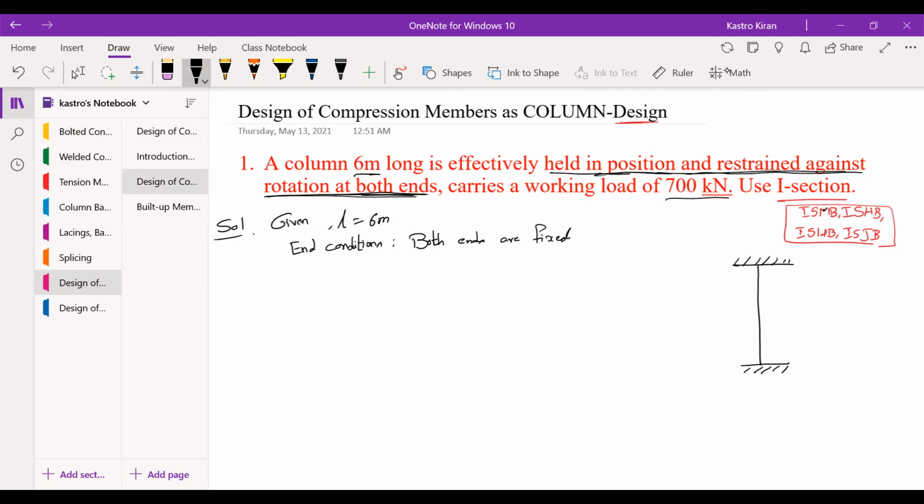Along with this, you are also given the working load. Okay, working load equals 700 kilonewtons. And here you have to remember one thing, they have given the working load, not the factored load. So in order to convert the working load to factored load, you have to multiply the working load by 1.5, which is the partial safety factor. Therefore, factored load equals 1.5 times the working load.